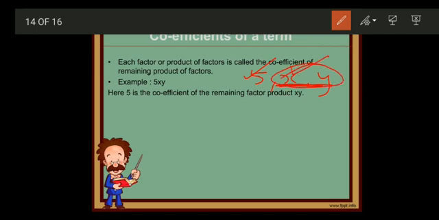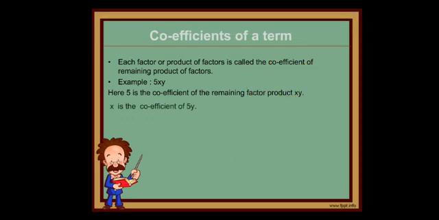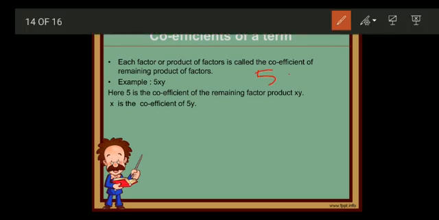If you consider x, the remaining product is 5y. So x is the coefficient of 5y. x is the coefficient of the remaining thing. So when you take x, x is the coefficient of the remaining product.